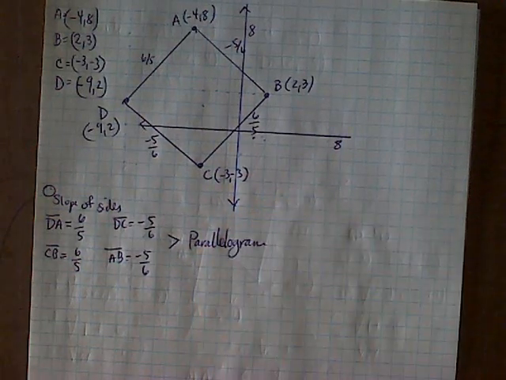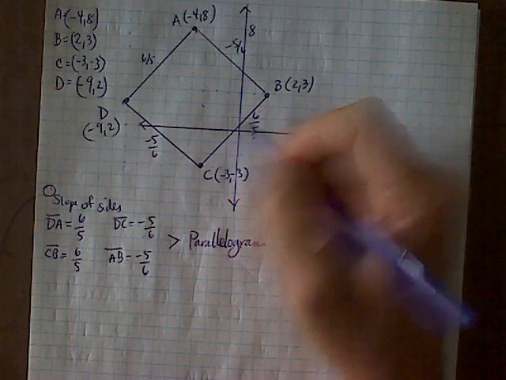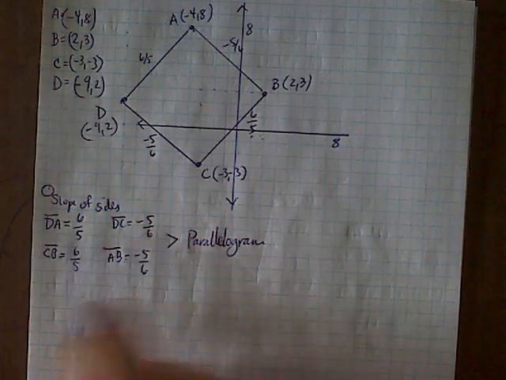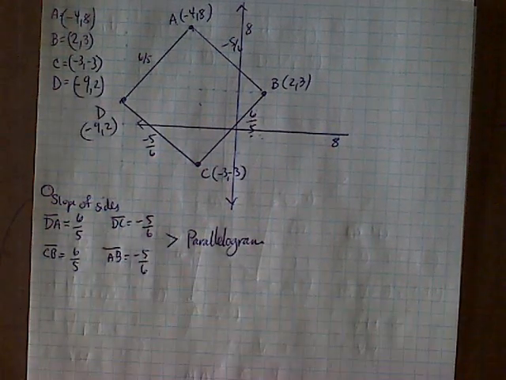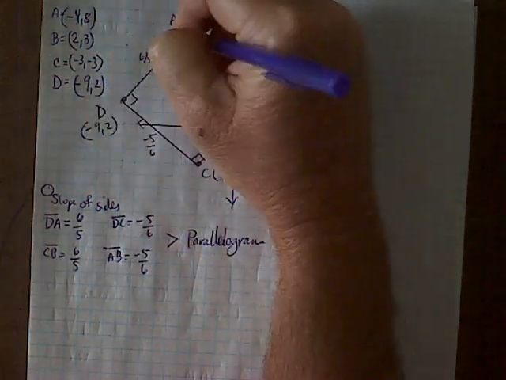but it also tells me that these sides here are perpendicular because they are opposite reciprocals. You've got opposite, one's negative, one's positive, and they're reciprocals. So that tells me that I have 4 right angles.